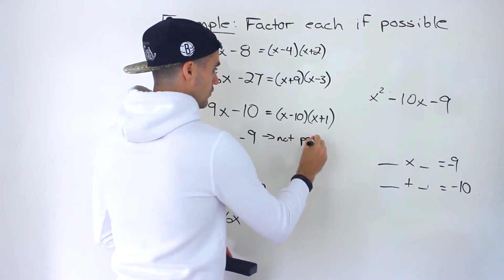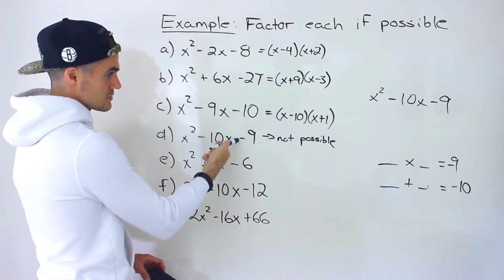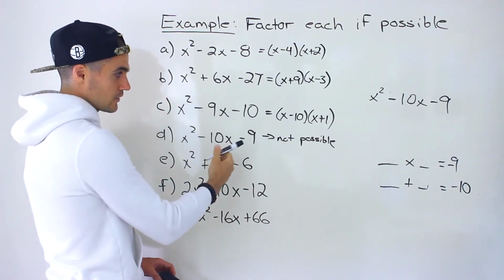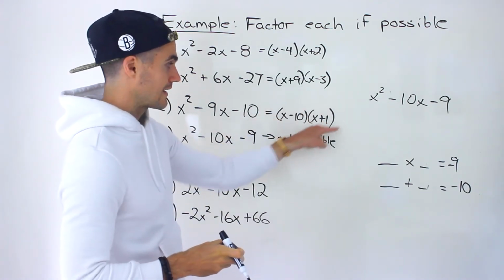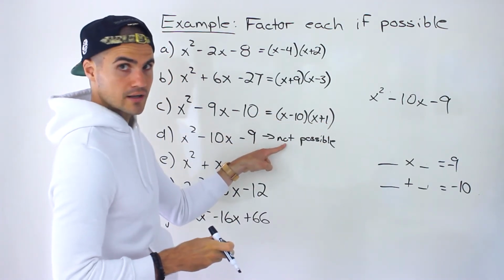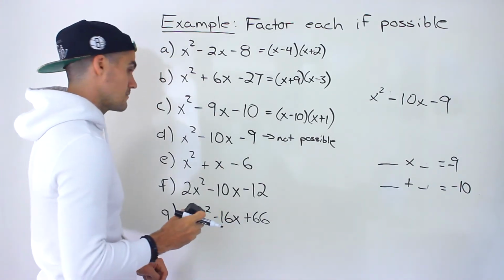I just wanted to throw in an example like that where it's very close, right? We just switch the B and the C value, but even with a small change like that, it goes from a quadratic that can factor to a quadratic that can't factor. All right, so part D is impossible.